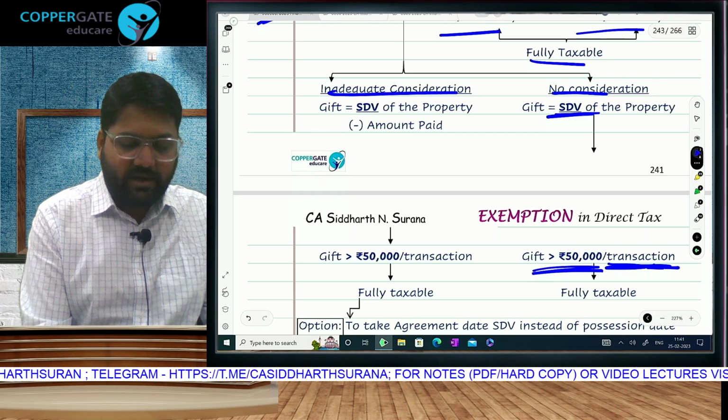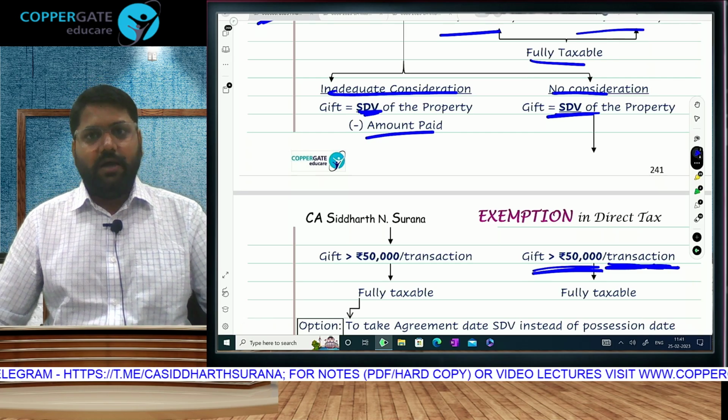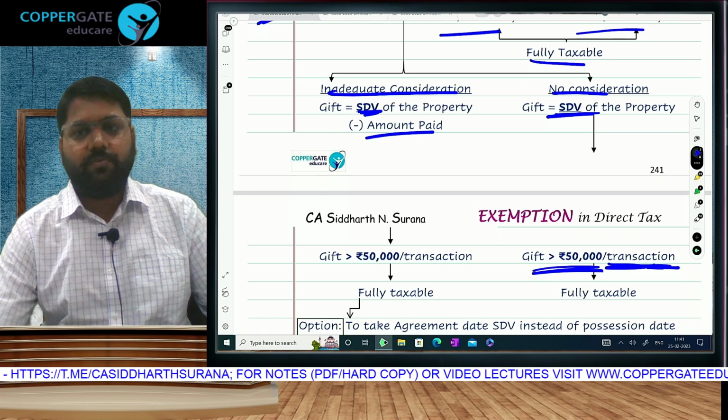And if we talk about inadequate consideration, it is stamp duty value minus amount paid. That is going to be your gift component.